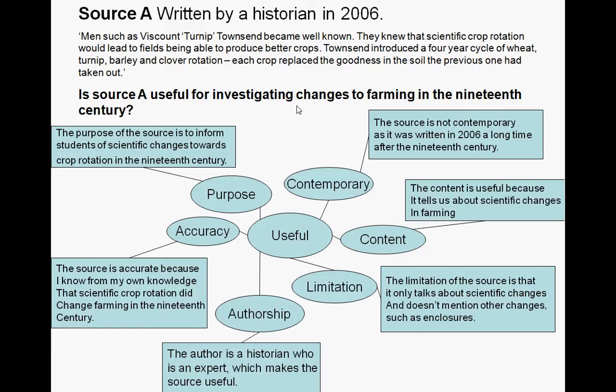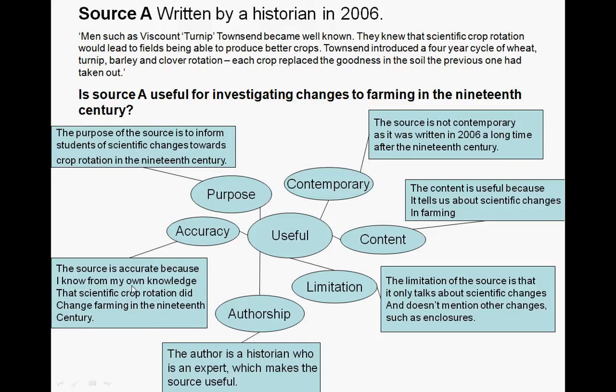So there we've covered our contemporary, our content, our limitation, our authorship, our accuracy and our purpose. We want to round it off by relating it to the question. In other words, we have written the source is not contemporary as it was written in 2006, a long time after the 19th century. However, the content is useful because it tells us about scientific changes in farming. A limitation of the source is that it only talks about scientific changes and doesn't mention other changes such as enclosures. The author is an historian who is expert, which makes the source useful.